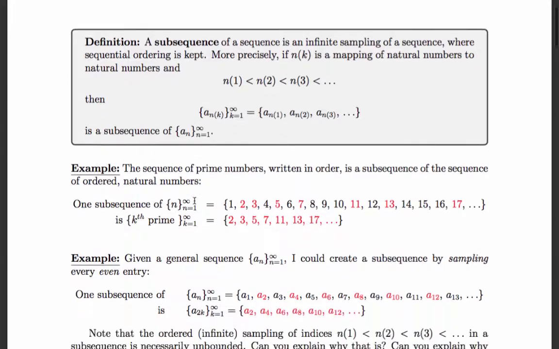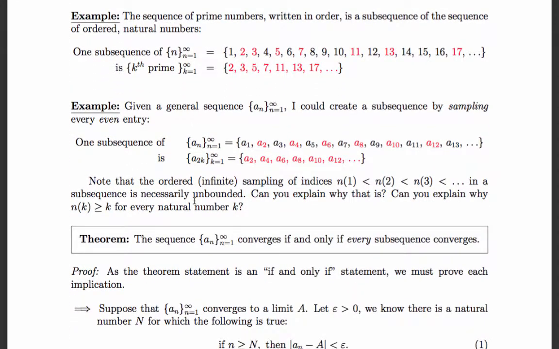So just to give a couple of examples of what we mean by a subsequence, we can think of the sequence of natural numbers written in order: 1, 2, 3, 4, 5, 6, 7, 8, 9, 10, 11, 12, and so forth. And we could take a subsequence of the prime numbers written in order: 2, 3, 5, 7, 11, 13, 17, and so forth. We can see that in red in the original sequence. The red entries are the prime numbers. That's where I'm sampling. So I'm sampling these prime numbers. I'm extracting in order certain entries from my sequence.